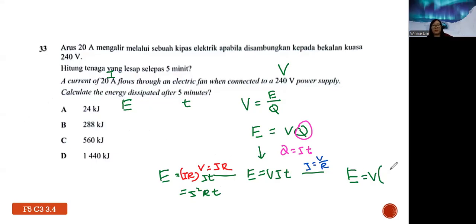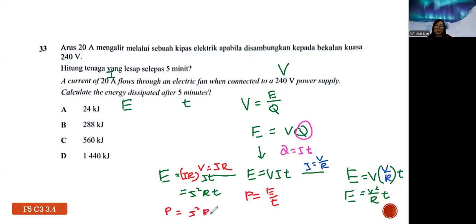V over R and T. Then I will have V square over RT. Now, all this formula is not given in the formula list, so you need to remember. And then last idea, you know that power is rate of energy dissipated. So all these equations, you divide by T, you will cancel out the T.